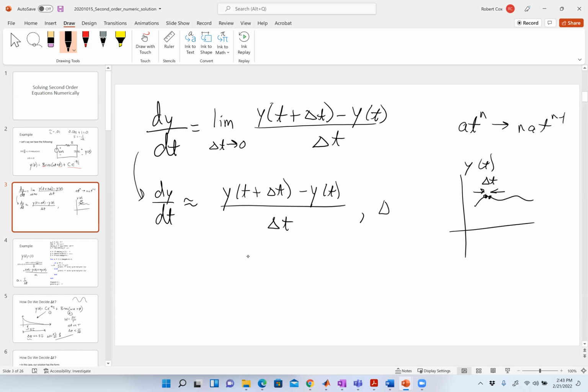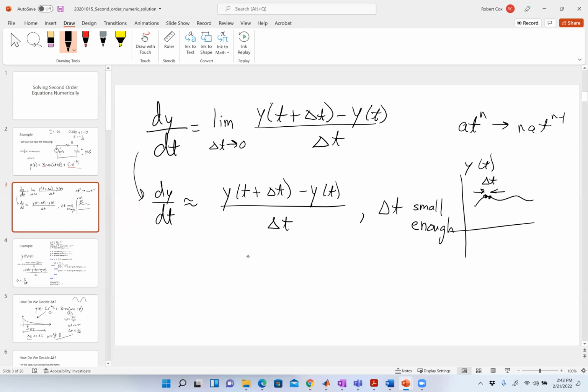So delta t should be close to 0, but let me say delta t small enough, right? And what we spent a lot of time talking about last time is what does small enough mean? How do I get a good definition for small enough? Okay, so we're going to go back to that.